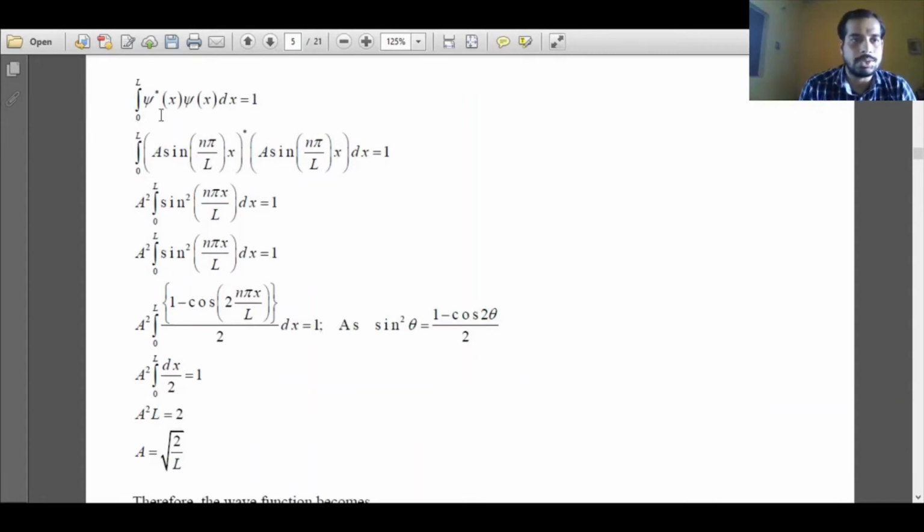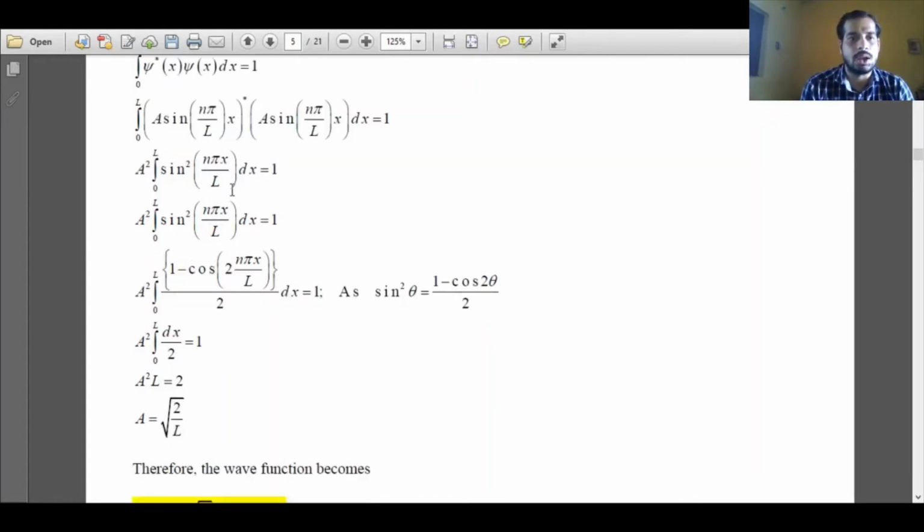I will substitute my wave function. What is the wave function? A sin(nπx/L). I'll take the complex conjugate first, then the wave function, then dx, equal to 1. Since there is no complex part, we can directly say A squared is a constant. It will come out of the integration, and within the integration I will have sin squared(nπx/L) dx equal to 1. How to solve this trigonometric function?